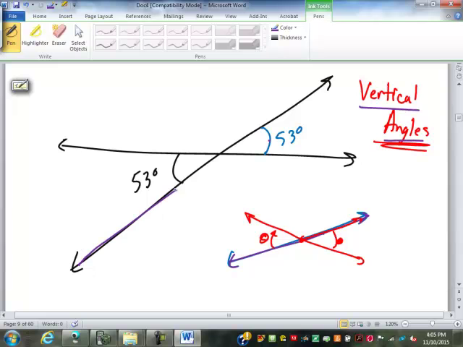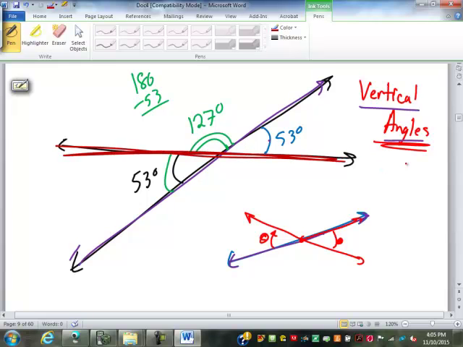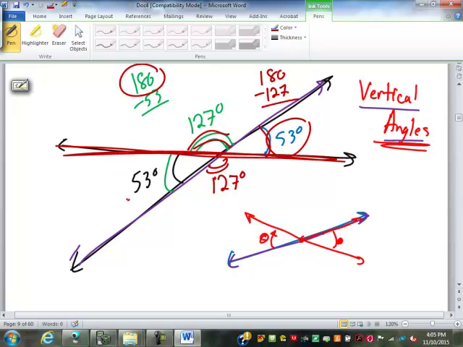We know that this is a line, correct? Therefore, this angle and this angle have to add up to 180. So 180 minus 53 makes that 127 degrees. Well, we also know that this is a line, right? So this angle and this angle have to add up to 180. 180 minus 127 is 53 degrees. What do you think this one has to be? That's 127. Again, because it is supplementary with the 53 degrees.